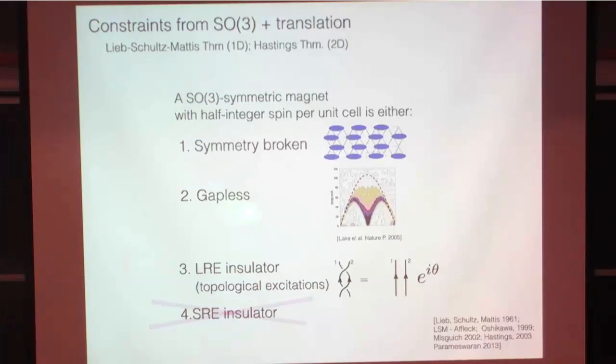But otherwise, it either has to be gapless. For instance, here, this is a spin chain compound where when you do neutron spectroscopy, and you look at the energy versus momentum relation for how the neutrons are absorbed, you find low energy excitations all the way down to 0 energy. So this is the gapless case. Or you might find that there's a spin gap, in which case what the theorem says is that there actually has to be these anyon excitations. So what's forbidden are these short-range entangled phases, which are morally like product states.